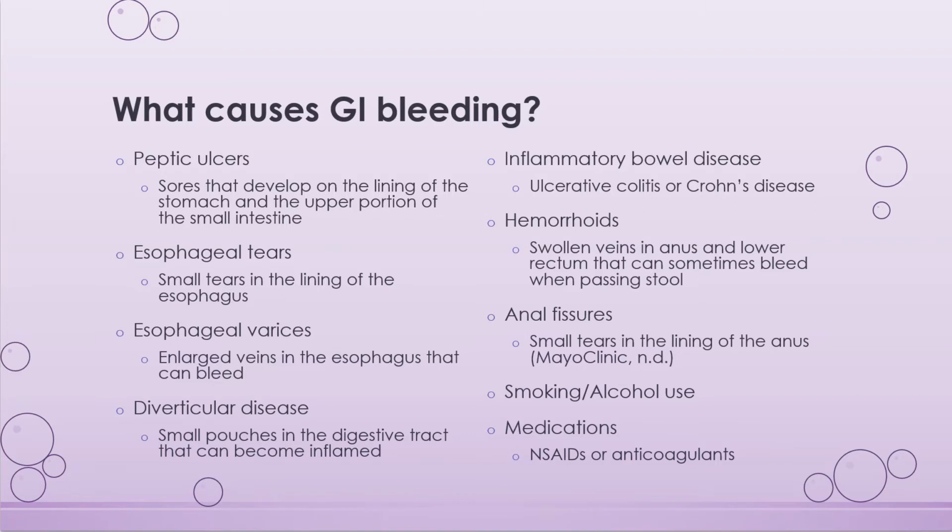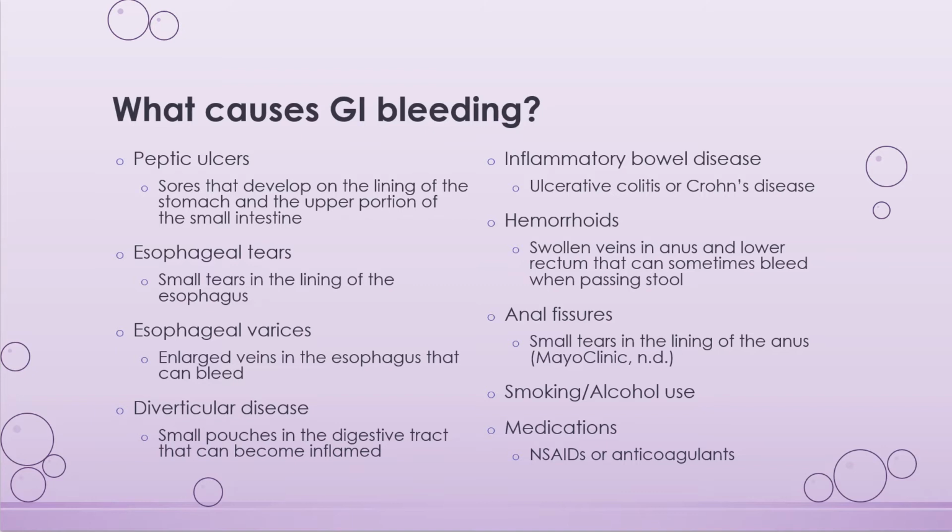Esophageal tears, so the esophagus, there can be small tears in the lining. There's esophageal varices, which is just enlarged veins in the esophagus that can bleed. This is usually due to some kind of liver disease or liver failure. There's also diverticular disease. So these are small pouches in the digestive tract, mostly in the colon, so in the large intestine, that can become inflamed and then they can bleed when they become inflamed.